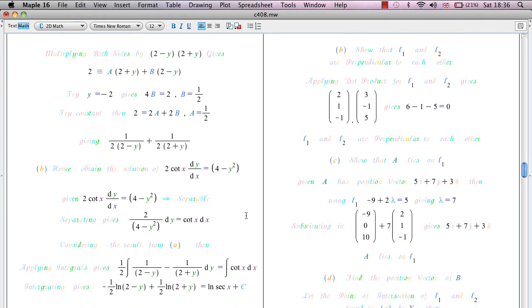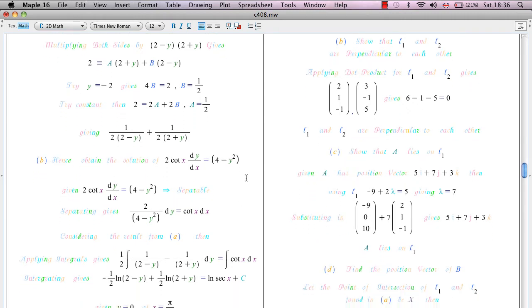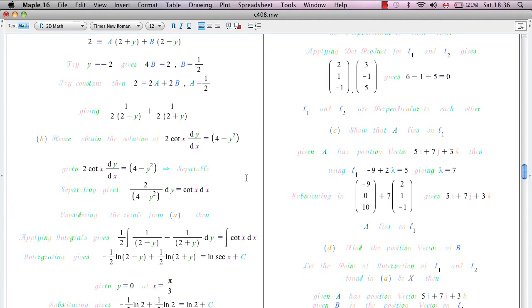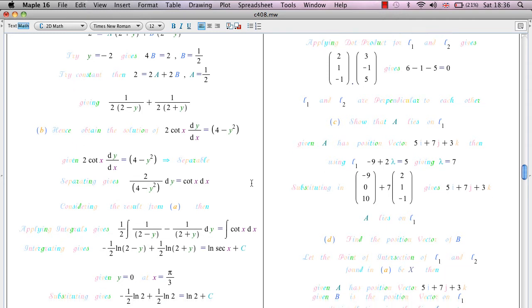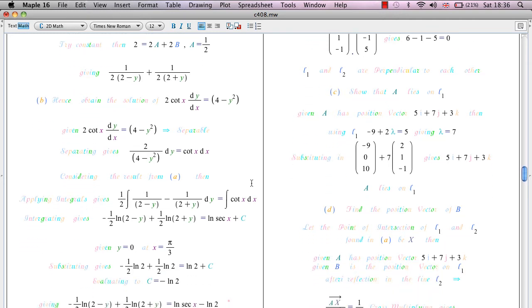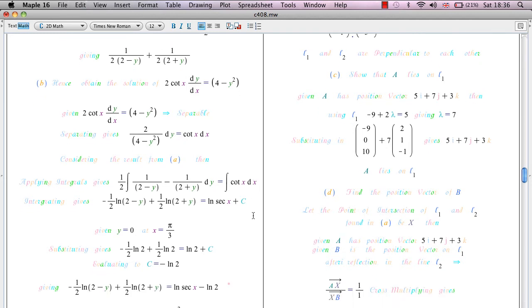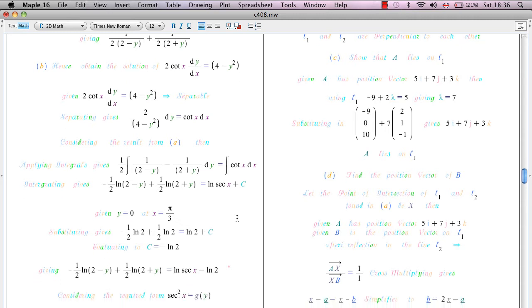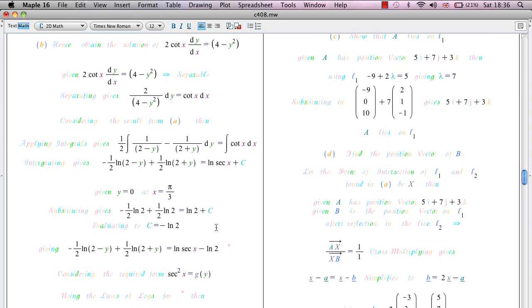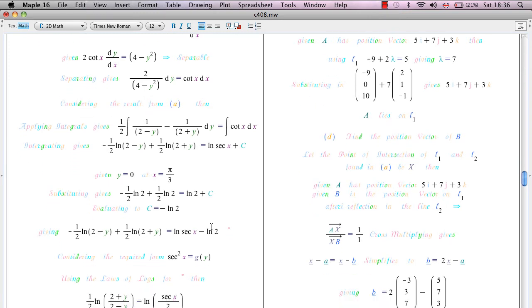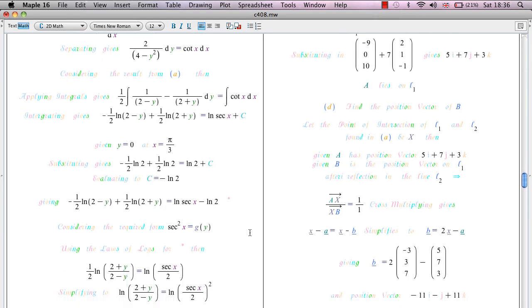So for part B, the differential equation given, we see it's separable. So separating and considering the partial fractions from A, applying the partial fractions and integrating both sides gives our general solution. And given y equals 0, x equals pi over 3, substituting evaluates the constant as minus ln 2, giving the general solution here.